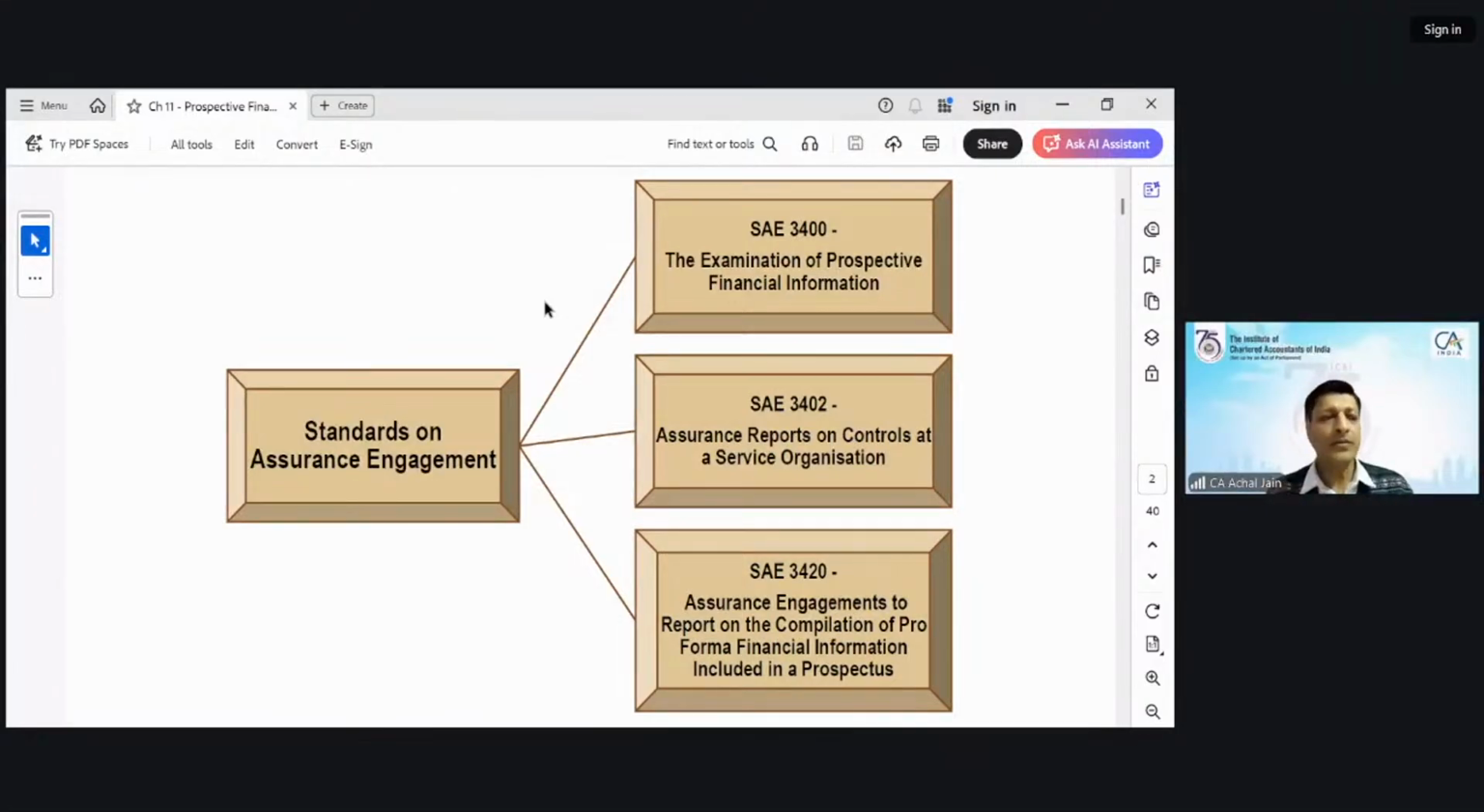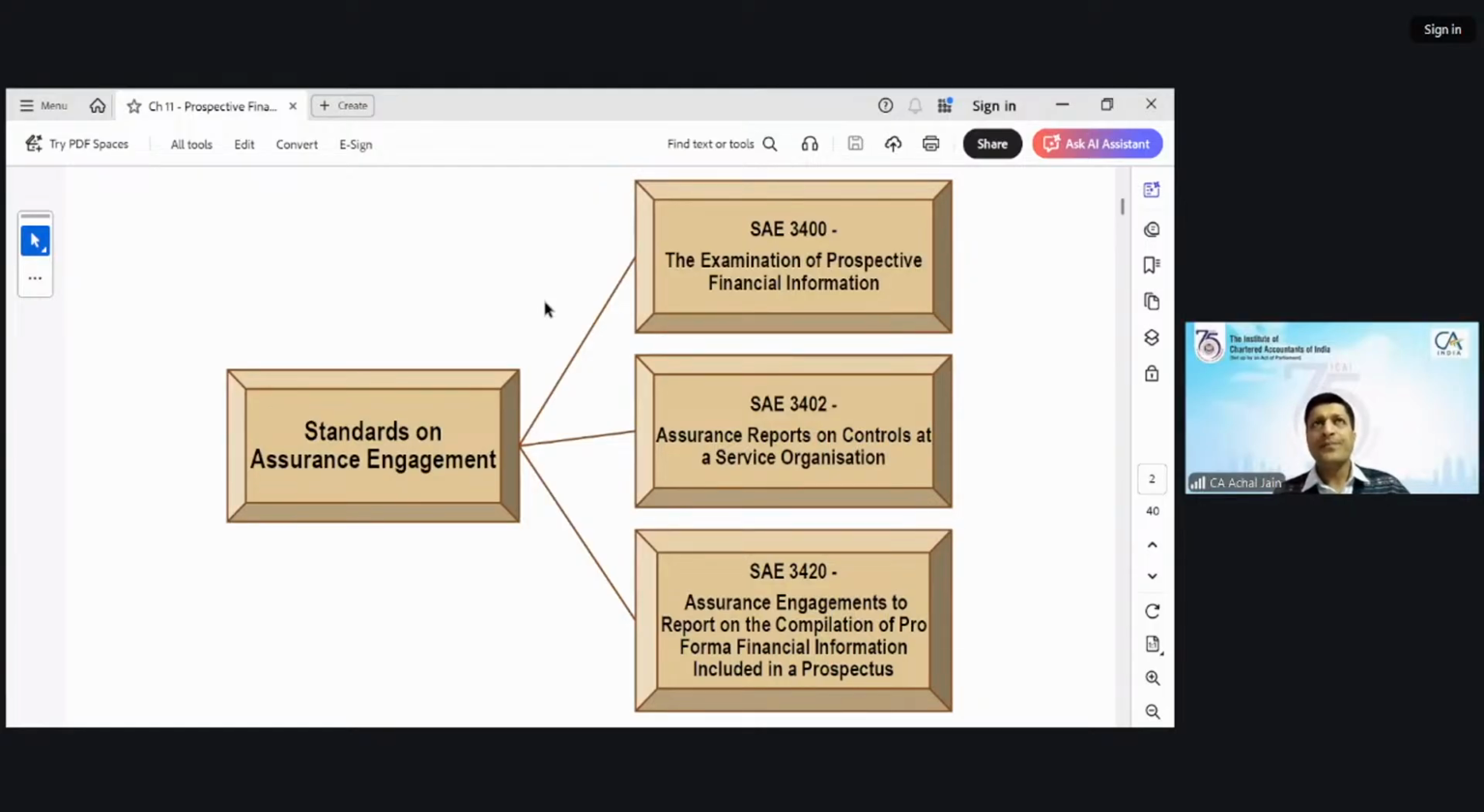So today we are going to pick up new chapters and a few auditing standards. I'm just starting with the standards around the examination of prospective financial information, or maybe the controls at a service organization, or the one about reporting on the compilation of pro forma financial information. So this is basically chapter 11, right?